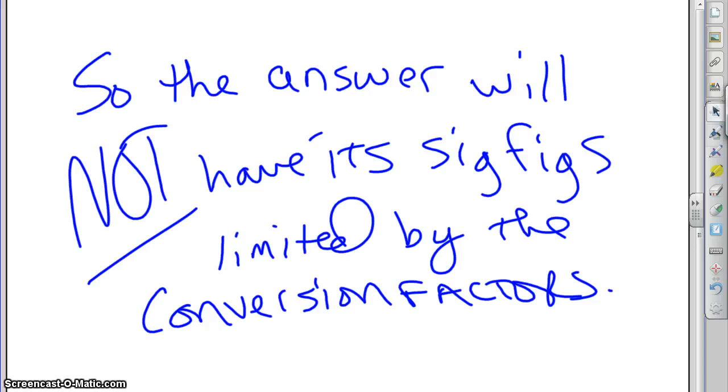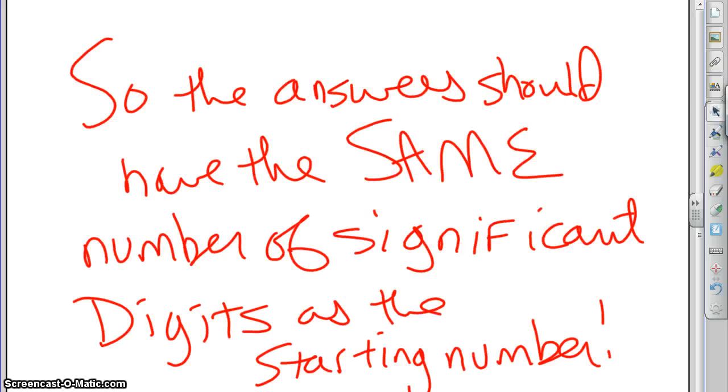So what does that mean? What it means is that the answer in a conversion factor problem will not have its significant digits limited by the conversion factors. And so what does that mean? Well, it means the answers will have the same number of significant digits as the starting number. Always. For a conversion factor.